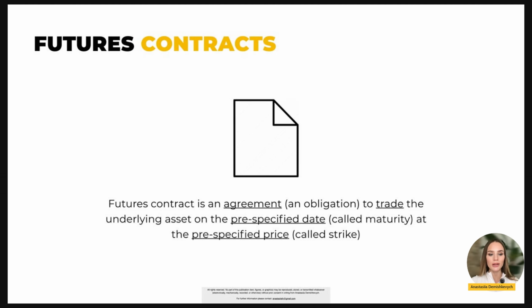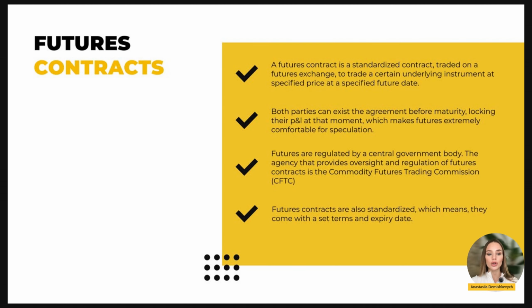Using our already familiar definition, a futures contract is an agreement, and in this case, the obligation to trade the underlying asset on the pre-specified date, called the maturity date, at the pre-specified price, called the strike. Futures contracts are similar to forward contracts, but unlike forwards, they are standardized and regulated by a central authority. This helps eliminate counterparty risk and provides a more predictable environment for trading.